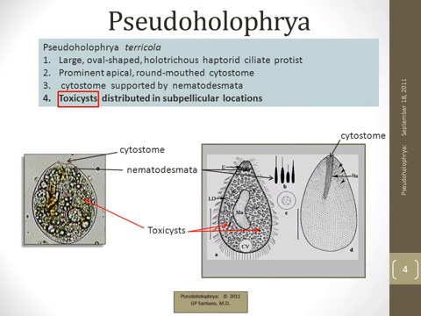Pseudoholophrya has a small population of toxicysts, which are distributed in subpellicular locations throughout its body. A toxicyst is a slender, tubular organelle located subpellicularly in carnivorous hapterids, usually at or near the apical end of an organism. When discharged, the toxicyst can penetrate the pellicle of the organism being preyed upon, immobilizing it and initiating cytolysis.